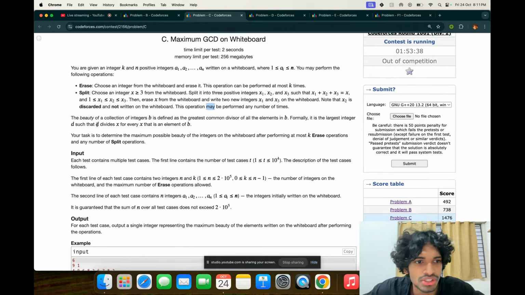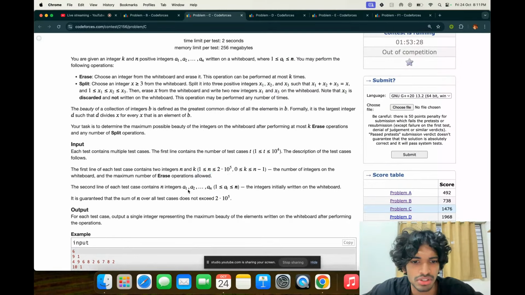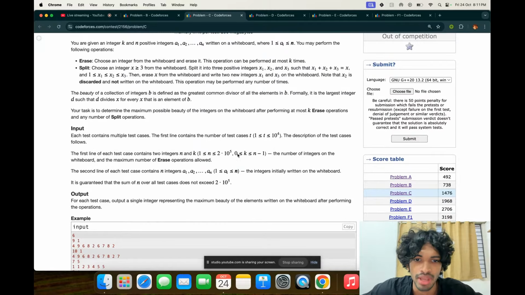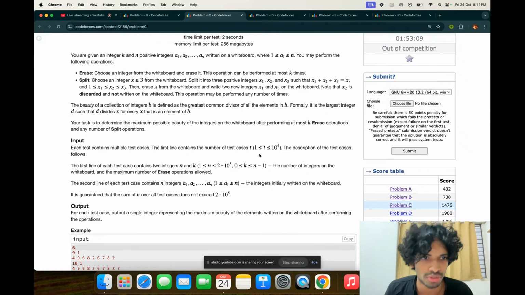Formally, it is the largest integer d that divides all of them. You are asked to determine the maximum possible beauty of the integers on the whiteboard after performing at most k erase operations and any number of splits. So n is less than or equal to that, and the a values are also less than or equal to n. We can do something of n probably, and we have to consider how many erasures we are allowed. Okay, split. What does split do? The problem seems very difficult, but we have to hope and solve it.